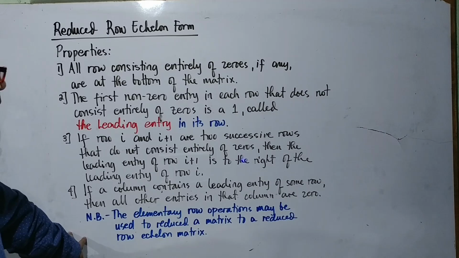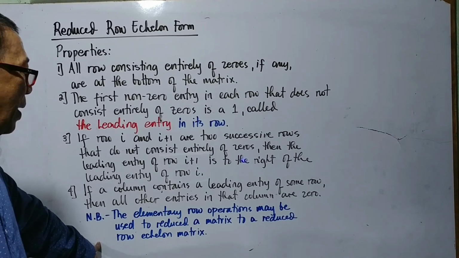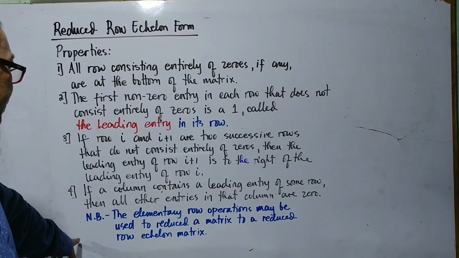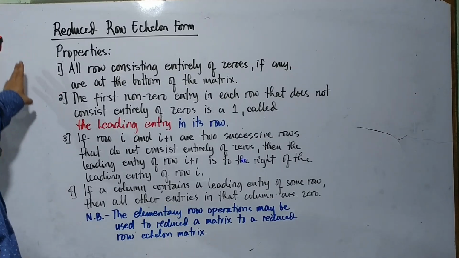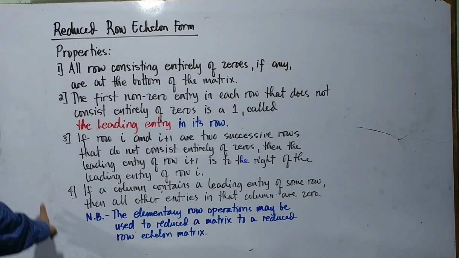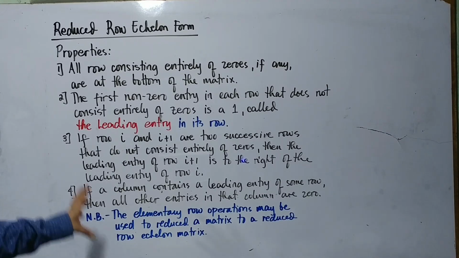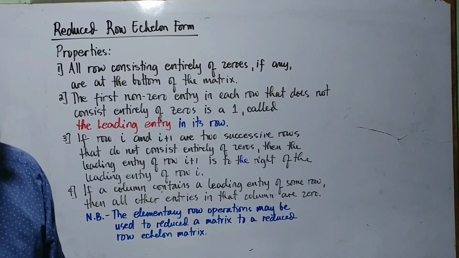The elementary row operations may be used to reduce a matrix to a reduced row echelon matrix. So, we have these 4 properties. To understand it better, let's have a problem.